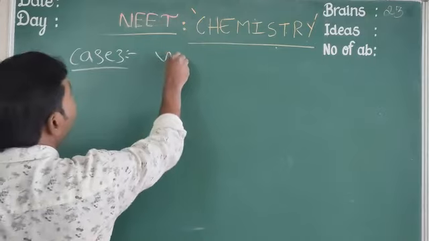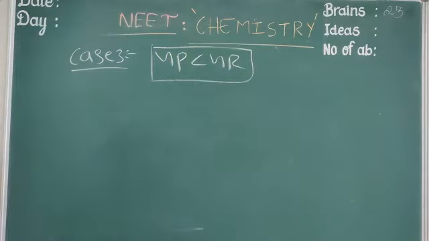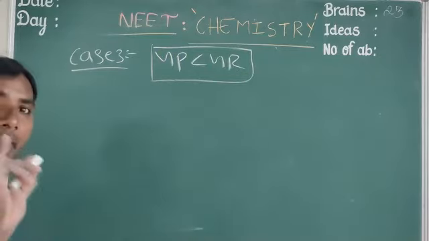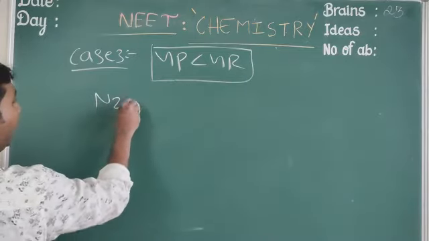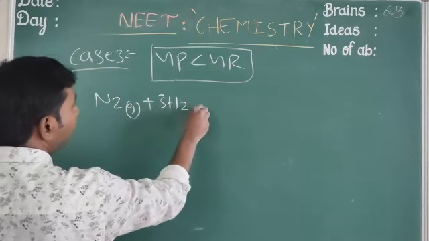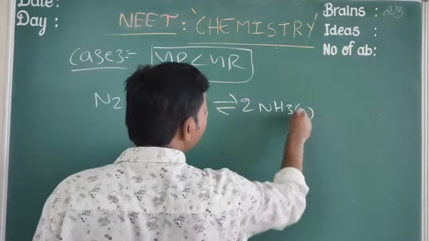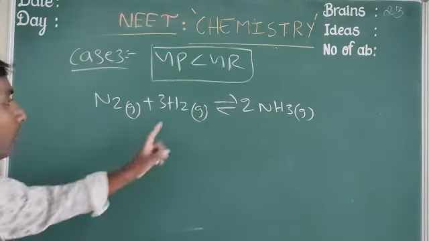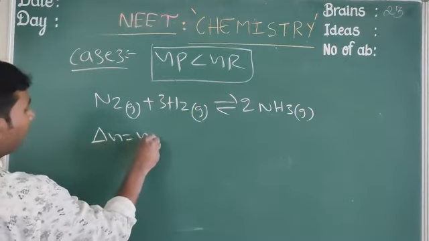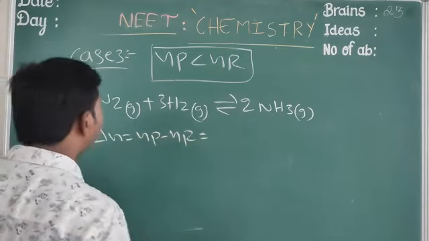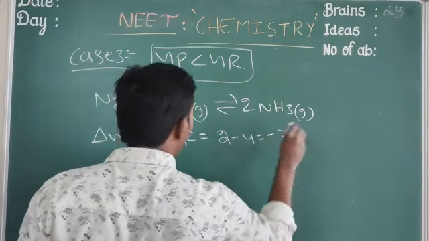Case 3: whenever the number of moles of product is less than the number of moles of reactant. For example, N2 plus 3H2 gases in equilibrium with 2NH3. Now Δn equals number of moles of product minus number of moles of reactant. 2 minus 4 equals minus 2.